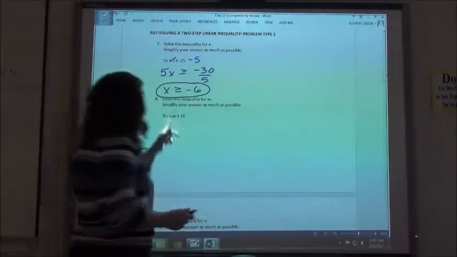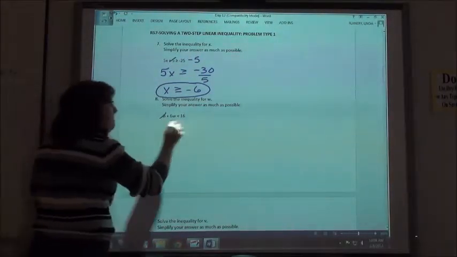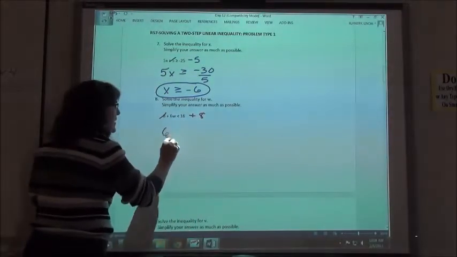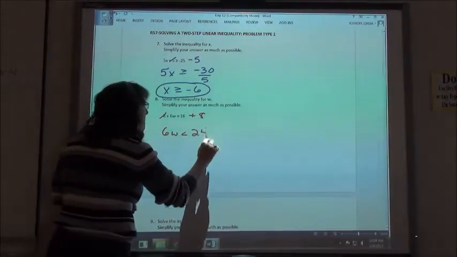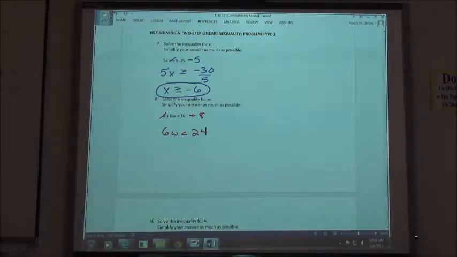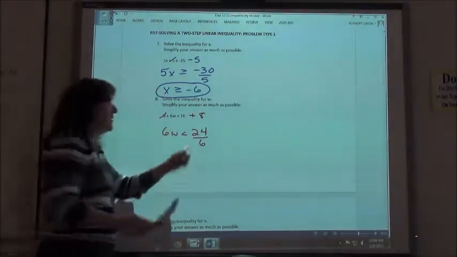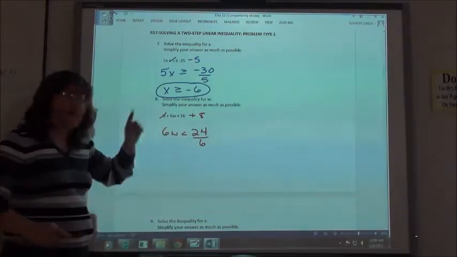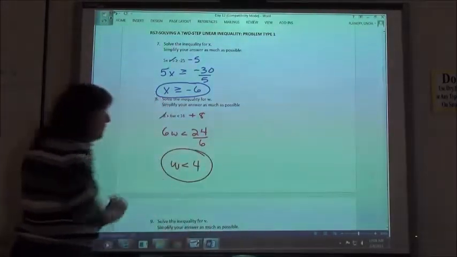So number 8, if I'm going to solve that for W, the first thing I'm going to do is add the 8. 6W is less than 16 plus 8, 24. Then I'm going to divide by 6. Since that's positive, I leave my inequality sign alone, so W is less than 4.